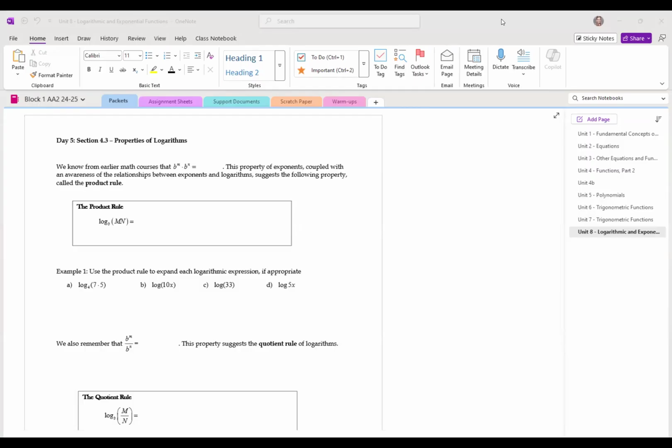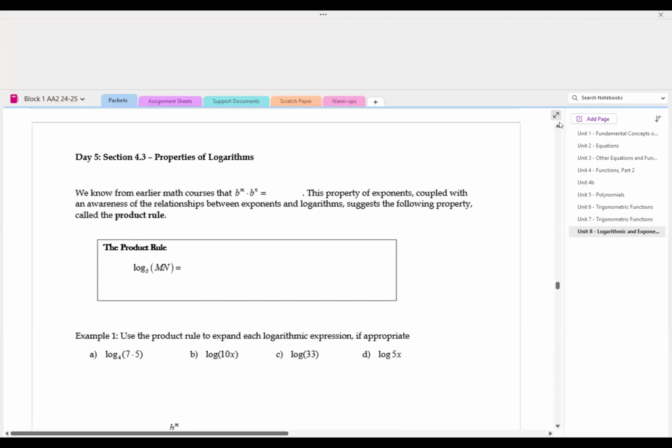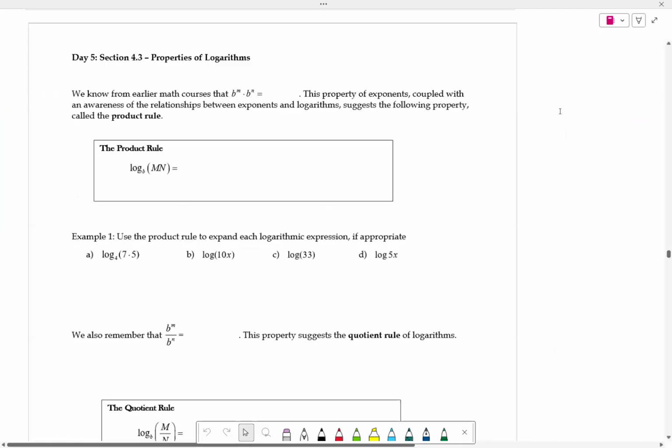It's just another 10 seconds. So. Okay, let's continue with logarithms. Dun, dun, dun. You guys have your packet?